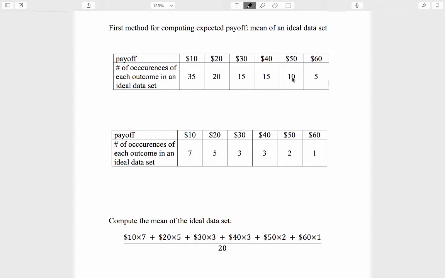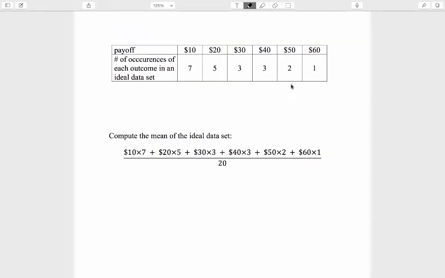That works perfectly fine, but we can notice that each of these numbers of die rolls is divisible by 5. So we can find an ideal data set with only 20 rolls in it, rather than 100, and it cannot be reduced any further. Let's use the smaller ideal data set to do the computation.